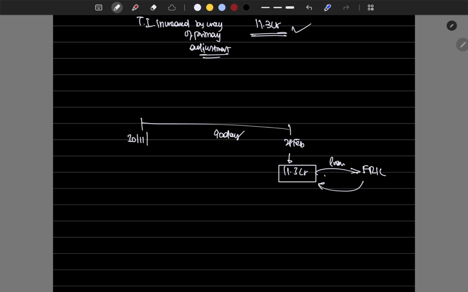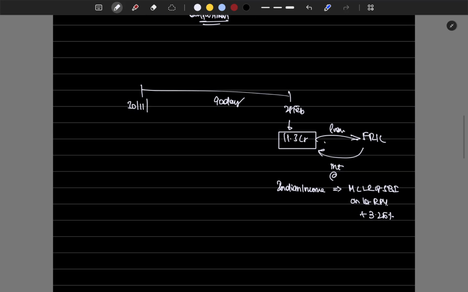So how is the interest calculated? If it is Indian currency, the interest is the marginal cost of funds lending rate of SBI on the first of the relevant previous year, plus 3.25%. The interest income should be calculated at that rate if it is Indian currency.